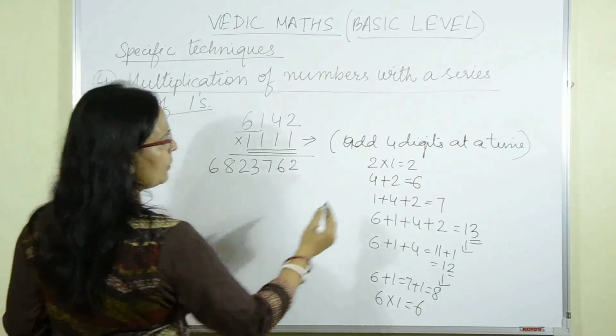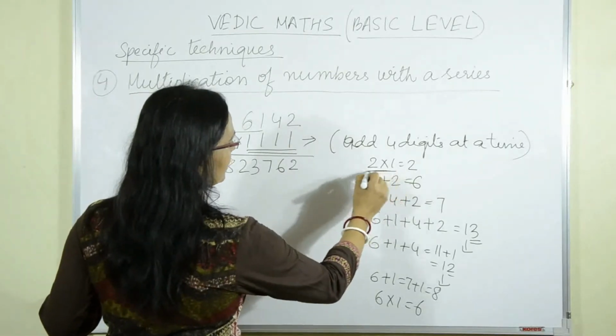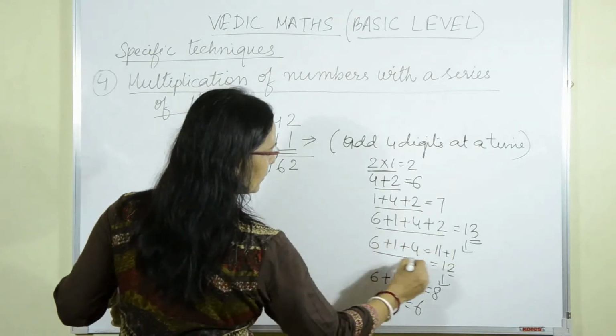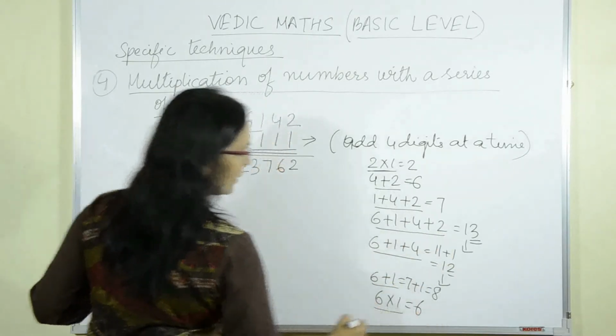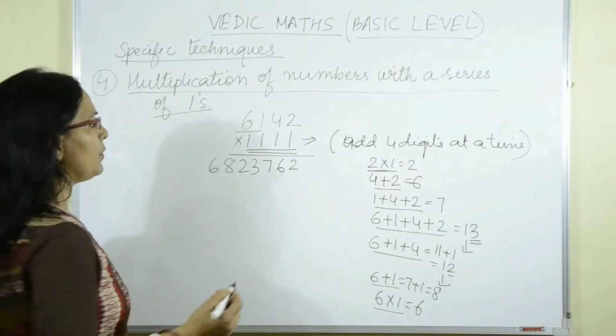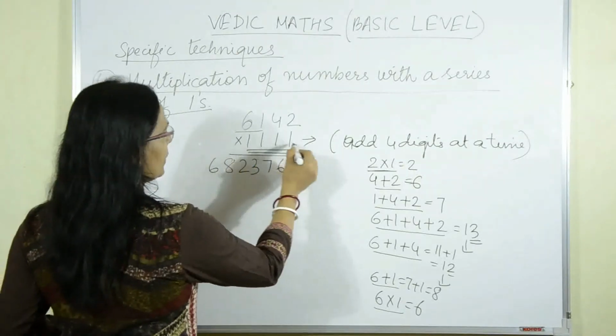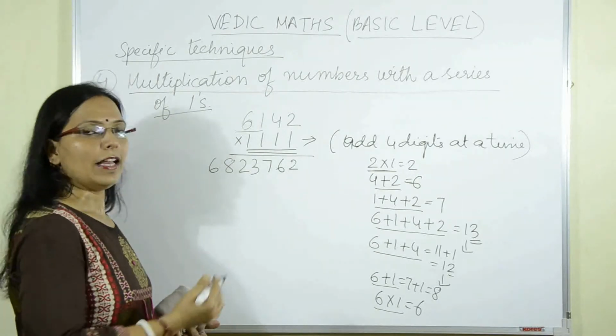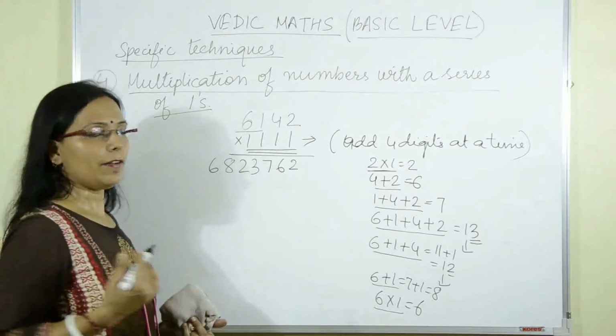So what did I do? First I started with 1 digit, then 2, 3, 4 and then again back to 3, 2 and 1. So this is how I'll have to do it. When there are 4 ones, I'll have to go at max to 4 digits, adding up to 4 digits, and then again I come back in the reverse order.